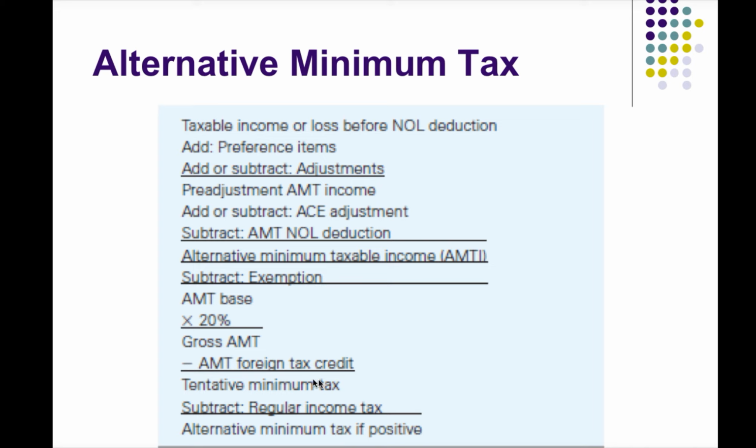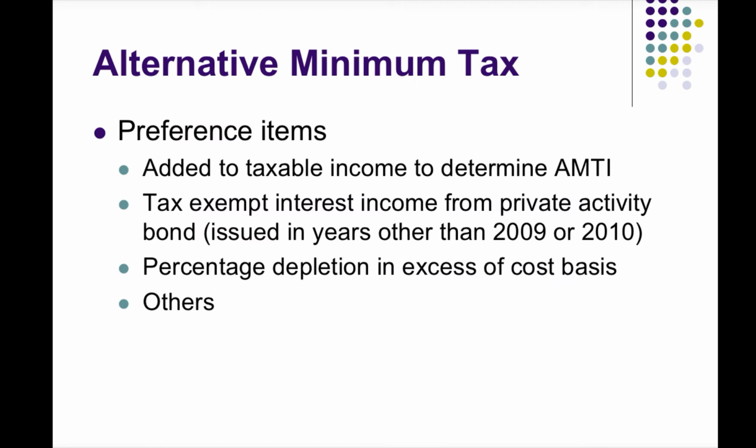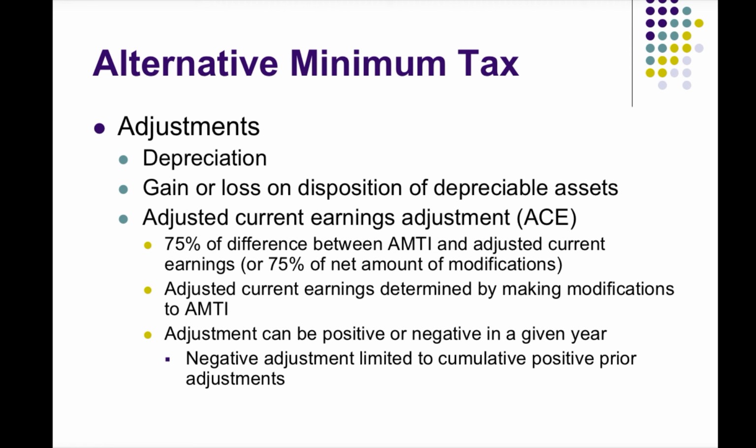Now, if your tentative minimum tax is less than what you've already paid, then you have essentially a credit built up, and you can use that to offset any future alternative minimum tax that you would have to pay.